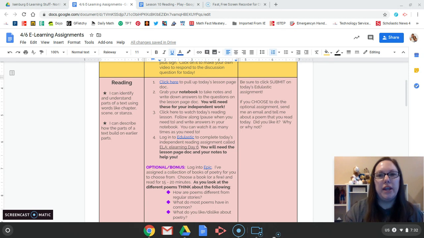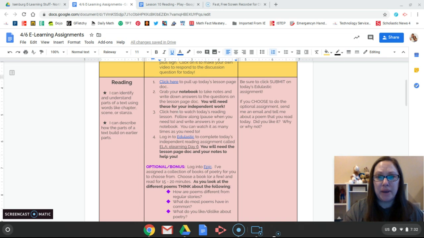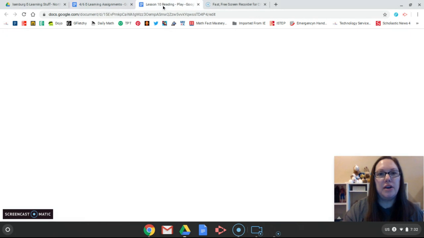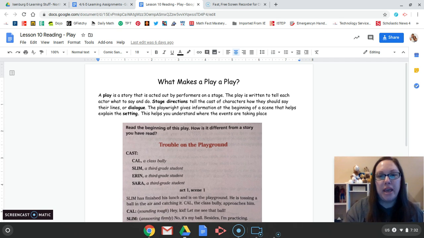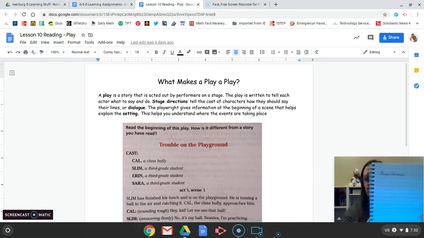And so you should already have your assignment page pulled up, and you can see mine here. So the first thing you're going to need to do is click here to pull up the document that looks like this. Now you won't be able to type on it or change anything about it, but you will need to be able to look at this when you do your independent work today. And we're also going to write down some notes in our notebook from some important things that we learn on this page. So I've already got my notebook set up.